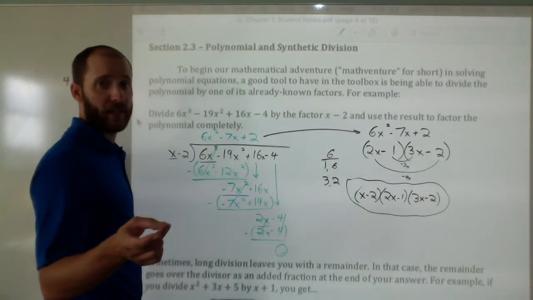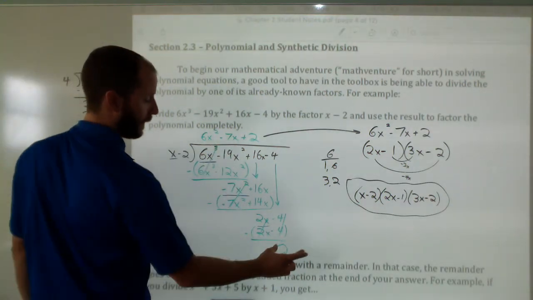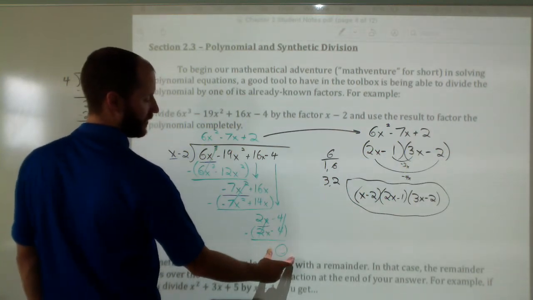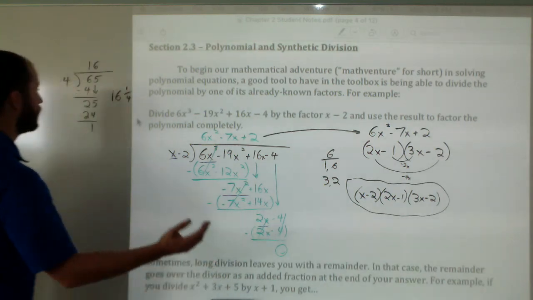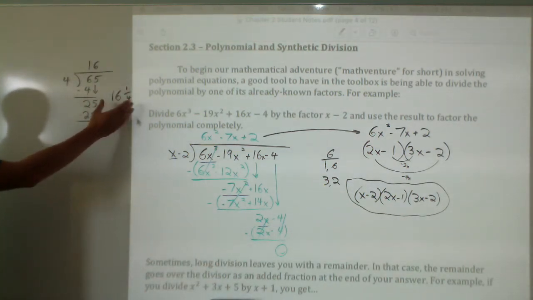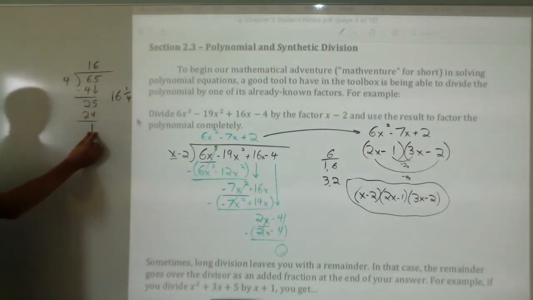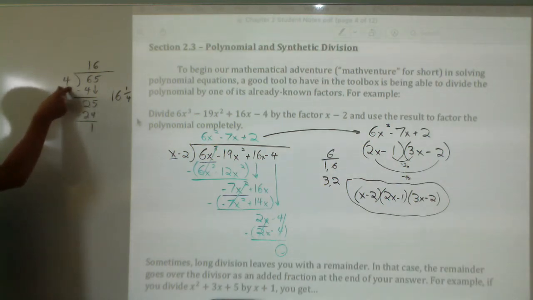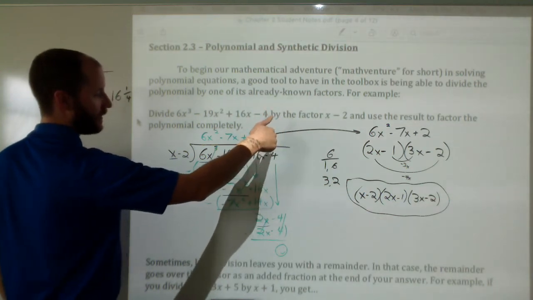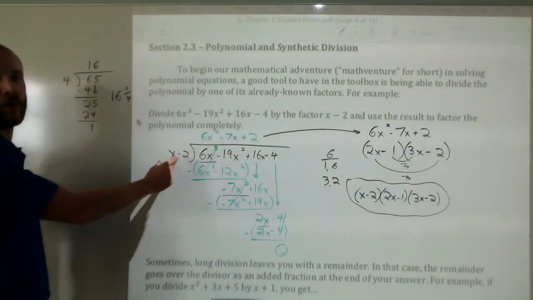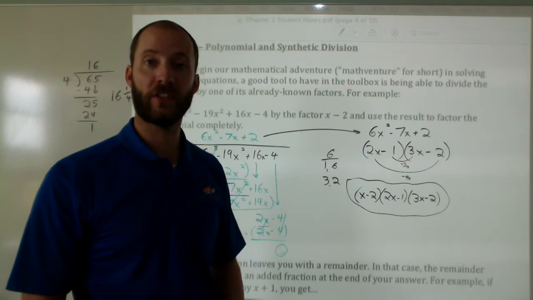Now, just as a quick reminder, let's say this wasn't a 0. Let's say we had something left over. That means we have a remainder. You would treat it just like you did over here. Here we put our remainder over what we were dividing by. So if we had a remainder, we would just tack it on to the end, over what we were dividing by, x minus 2.